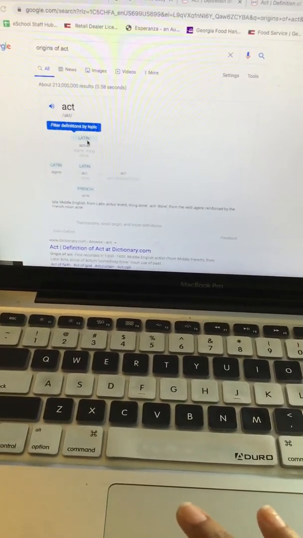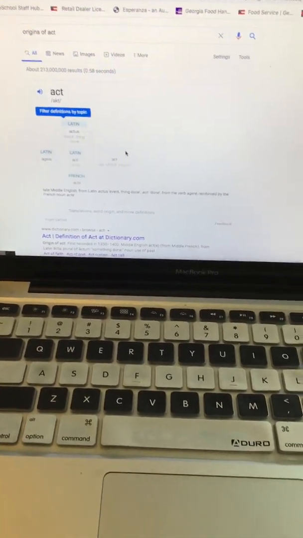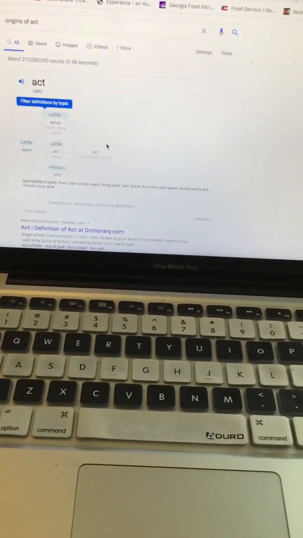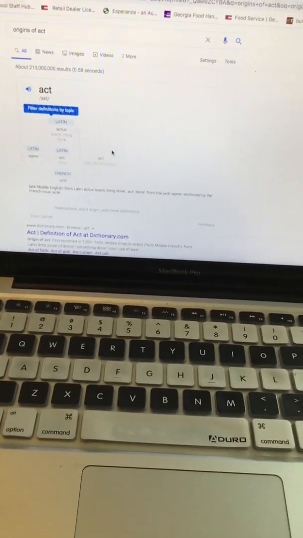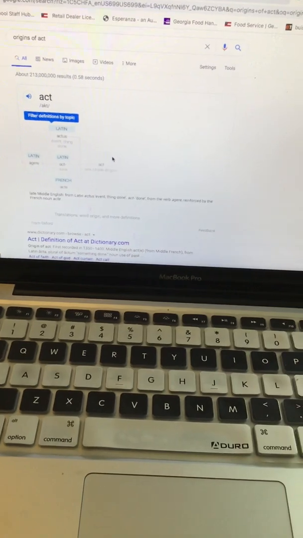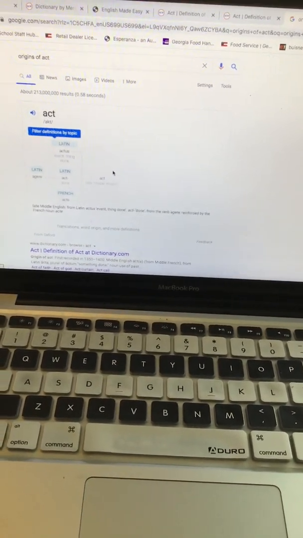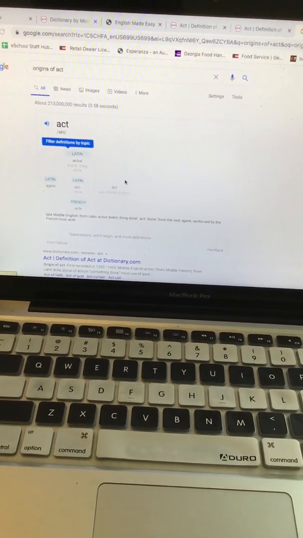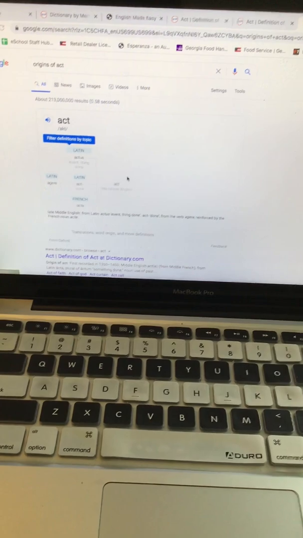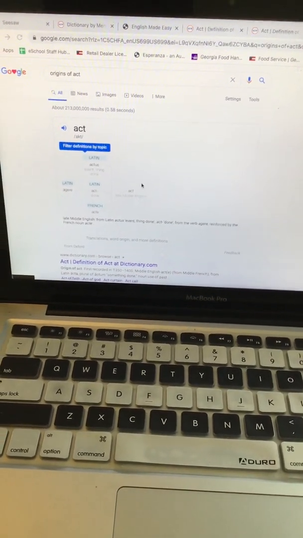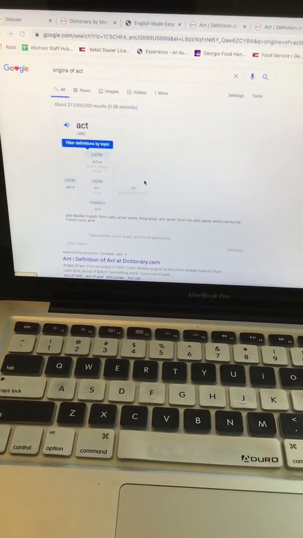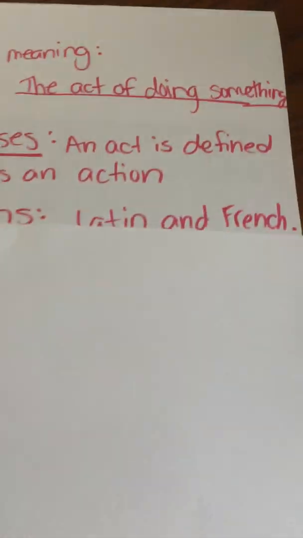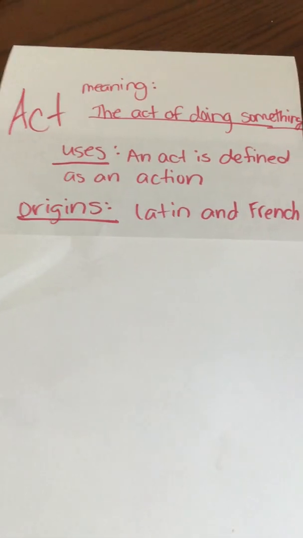So it originated from the Latin language, which is something you'll learn when you're a little older. But Latin is where a lot of our English words come from, okay? Maybe if you have a different word, it might be from a different language. Like if I have two words put together, maybe the origin might be different from the actual word. So on my paper, I'm going to write that the origin is Latin and French.